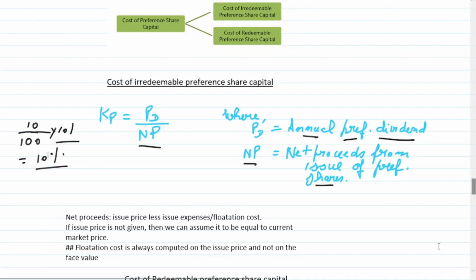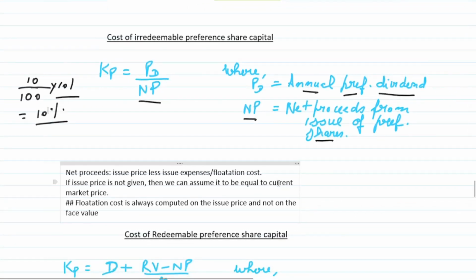Okay, now some important points to look into. Whenever we talk about net proceeds, it is basically issue price less issue expenses, or what we call flotation cost. Okay, what is a flotation cost? We have already discussed it in the last video. Flotation cost is nothing but the cost that is paid towards the issue of the preference shares.